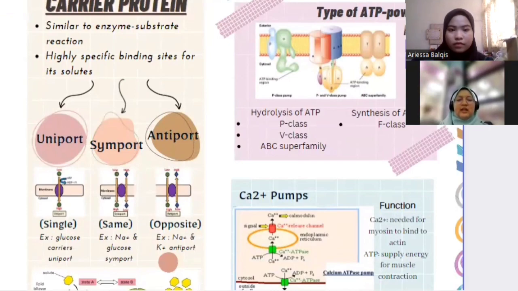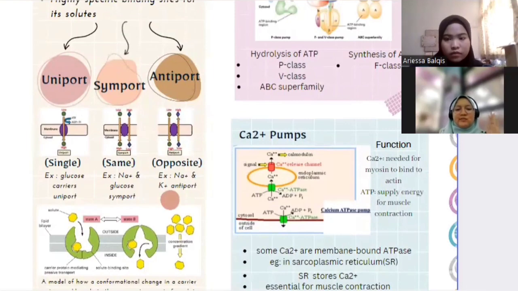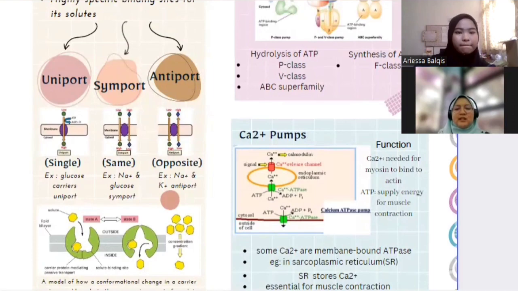Next is the antiport. Antiport is transport of one solute that depends on the simultaneous or sequential transfer of a second solute in the opposite direction. The difference between symport and antiport is the direction involved: symport is the same direction and antiport is the opposite direction. An example for the antiport is the Na+ and K+ antiport.